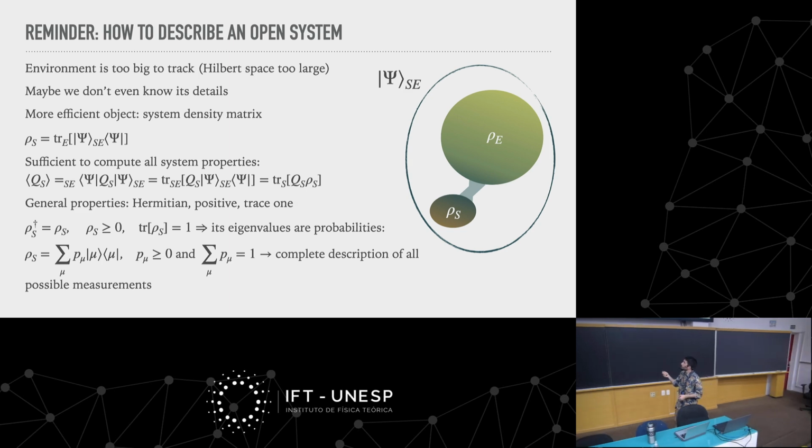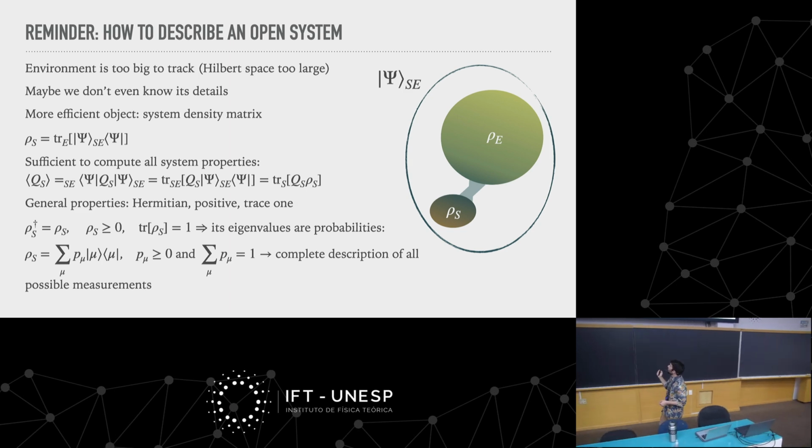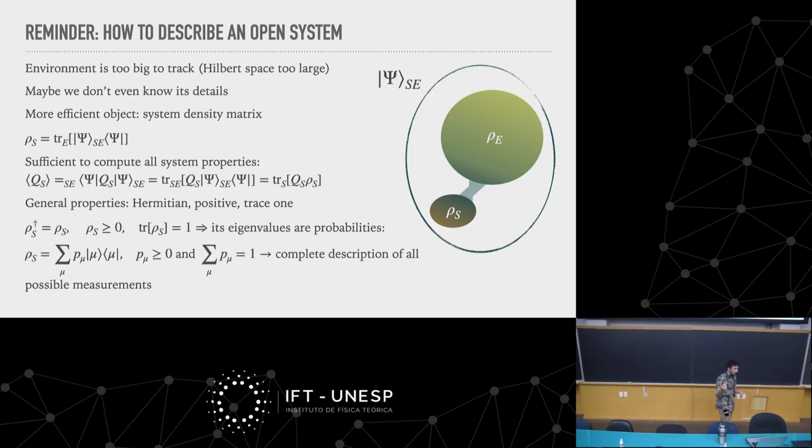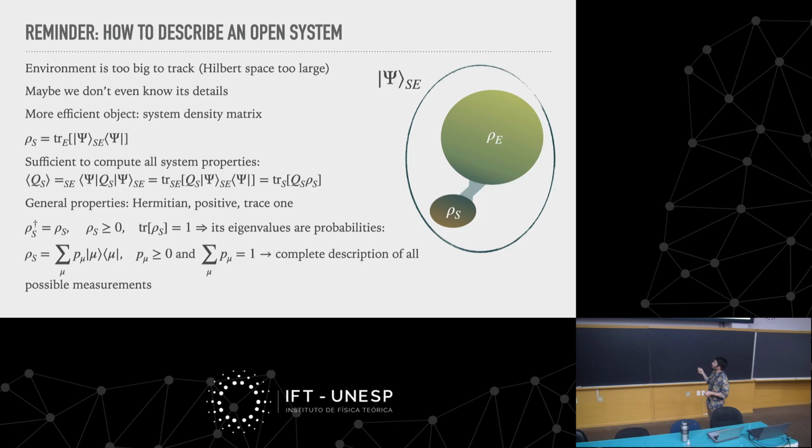This operator has three important properties. It is Hermitian. It is positive semi-definite, meaning that its eigenvalues are never negative. And it's of trace 1. Taken all together, this means that its eigenvalues are probabilities, so they're positive numbers that sum to 1. And this normalization to 1 means that this object exhausts all the information that we can have, according to quantum mechanics, on all possible measurements that we can perform on the system.